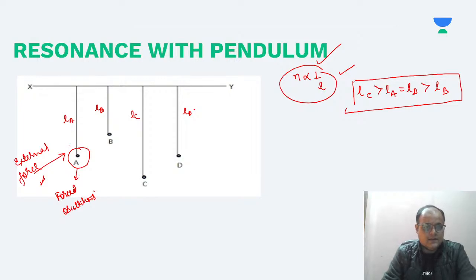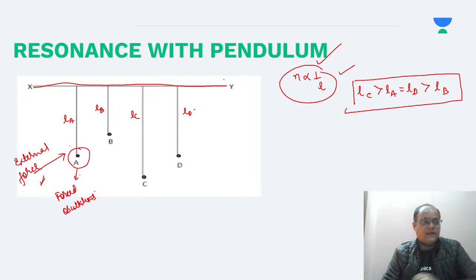Now this thread through which all the pendulums are kind of connected should be inextensible, and it should transfer the oscillations across its length. So first and foremost, this pendulum A had a length equal to pendulum D.